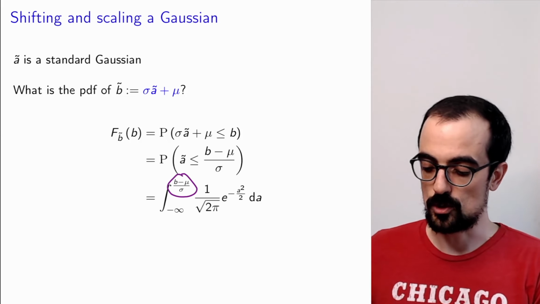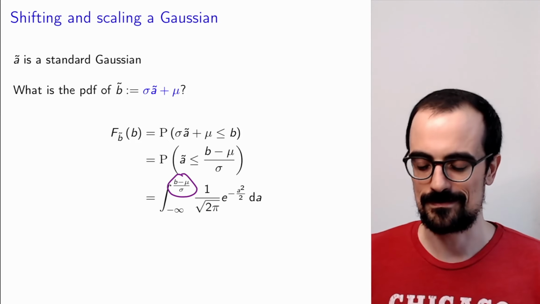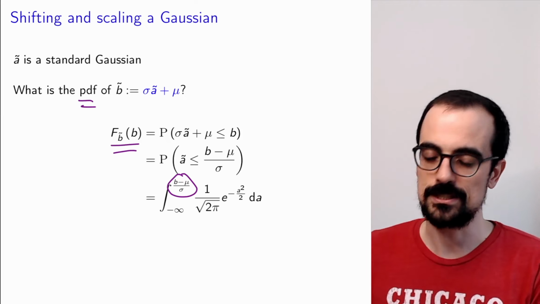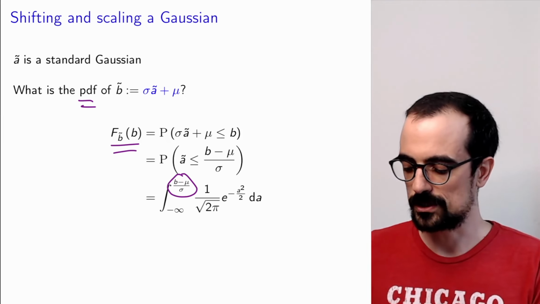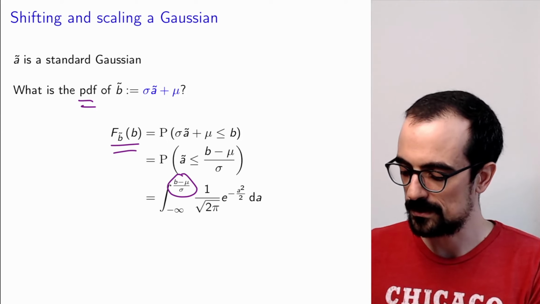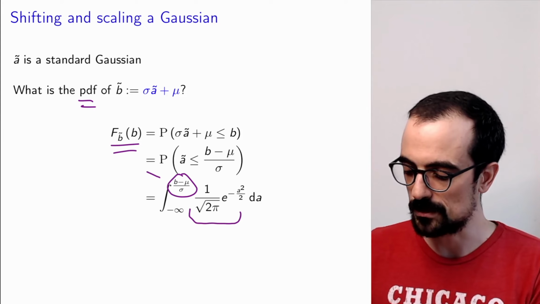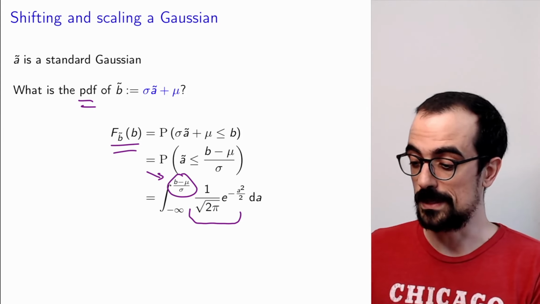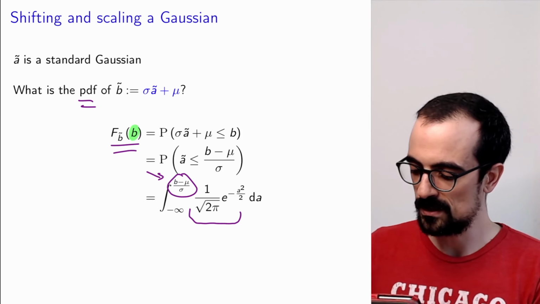Okay, perfect. So now what I'm really interested in is the PDF of b. So how do I get the PDF from the CDF? I just differentiate. So if you remember your calculus, essentially what's going to happen, we're going to get this guy, because we're integrating up to a certain point that depends on what we're differentiating with respect to, b. We're differentiating with respect to b, and the only b that we see is here.